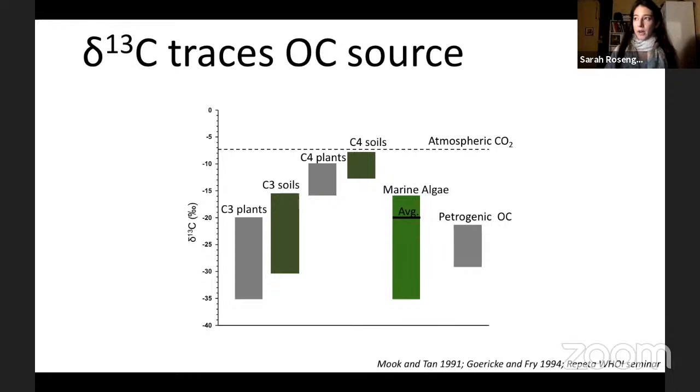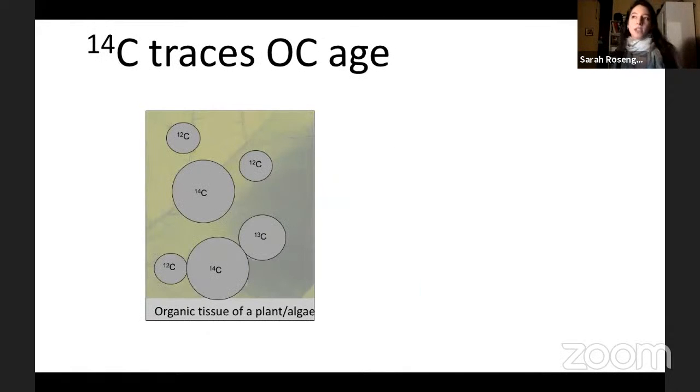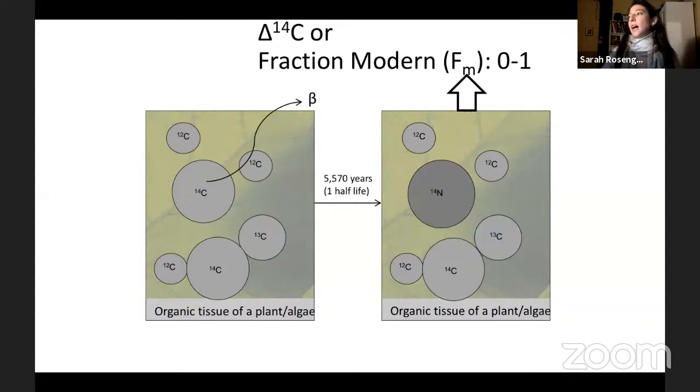And then the other isotope that I'll be talking about is radiocarbon. So this has yet one more neutron, and this carbon isotope is radioactive. So at a very steady rate, like a clock, it will decay to a more stable nuclide, nitrogen 14, and at a very steady rate. So assuming that we know how much radiocarbon a sample, a chunk of organic matter, starts with, we can measure how much is left today and back out the age of that sample.